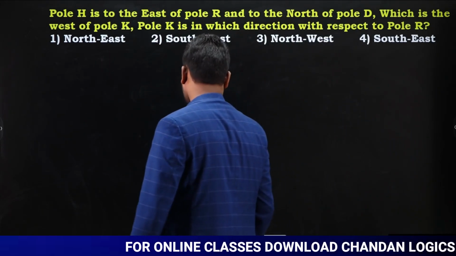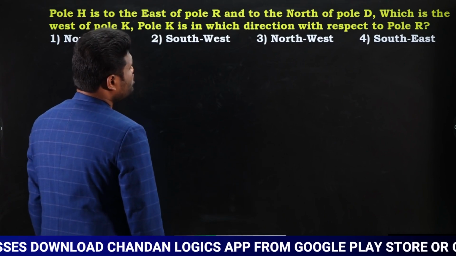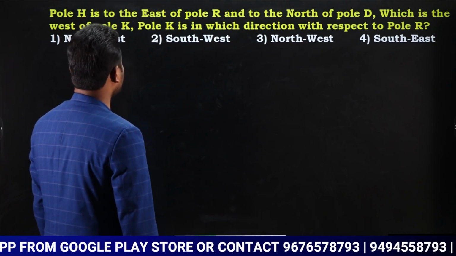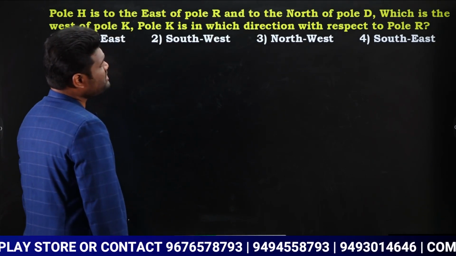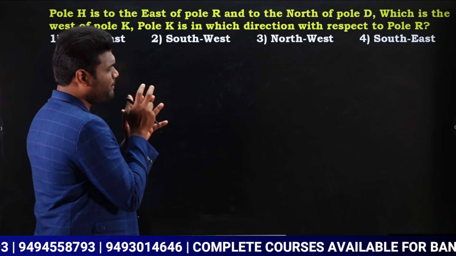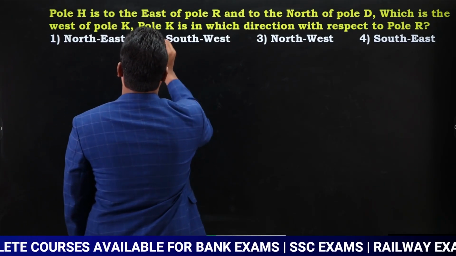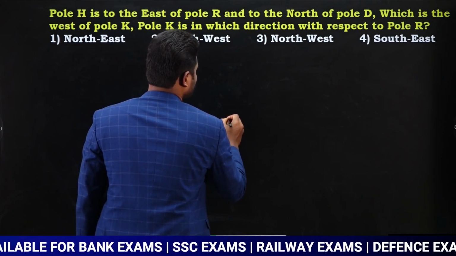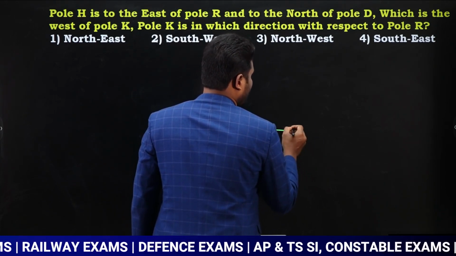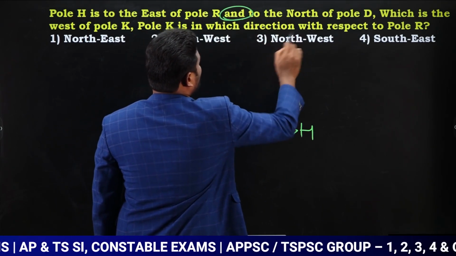Let us look at the next question. Pole H is to the east of pole R and to the north of pole D, which is to the west of pole K. Pole K is in which direction with respect to pole R? That is, from pole R, in which direction is pole K? Observe carefully. Pole H is to the east of pole R. Let us say this is pole R. So pole H is east of pole R, and to the north of pole D.